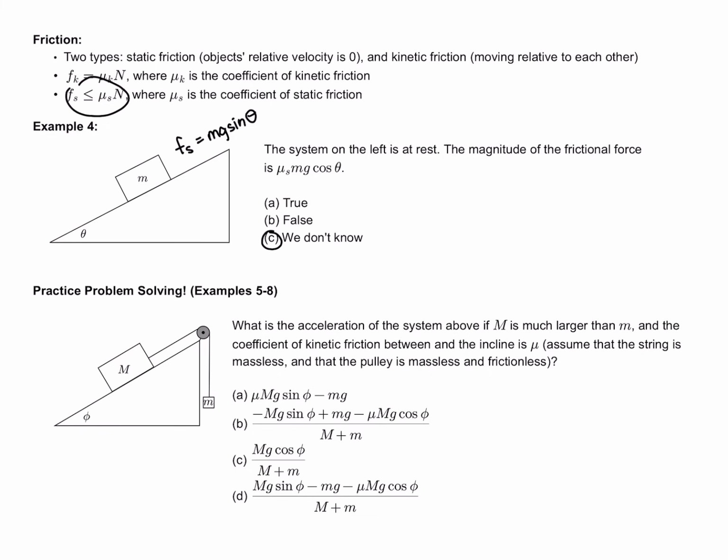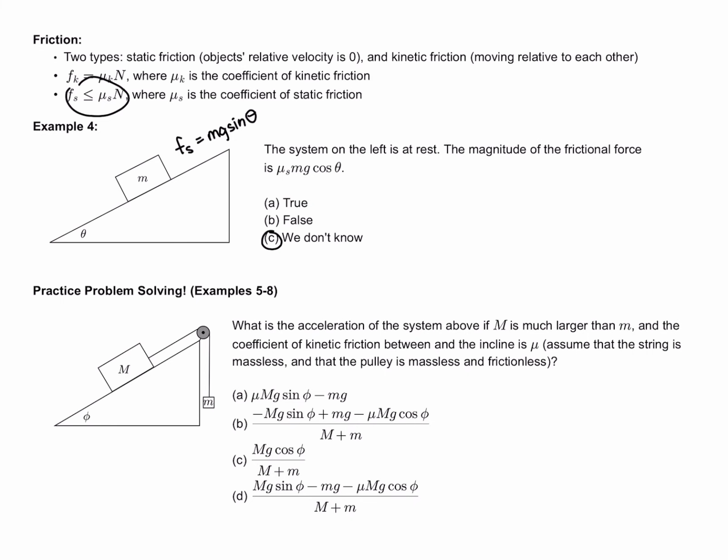Okay, now we're going to do a ton more practice problem solving. This will help you apply all the nitty gritties we've just gone through with the different types of forces, Newton's laws, and friction. The first example we're going to do: what is the acceleration of the system above if big M is much larger than little m and the coefficient of kinetic friction is mu?